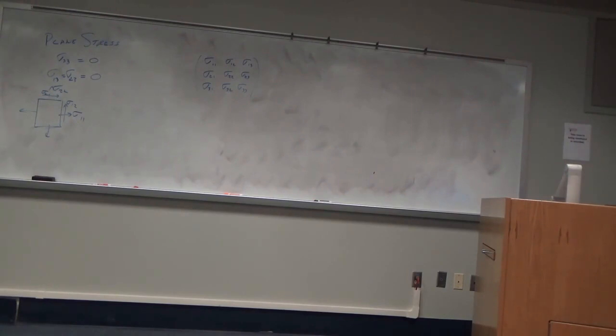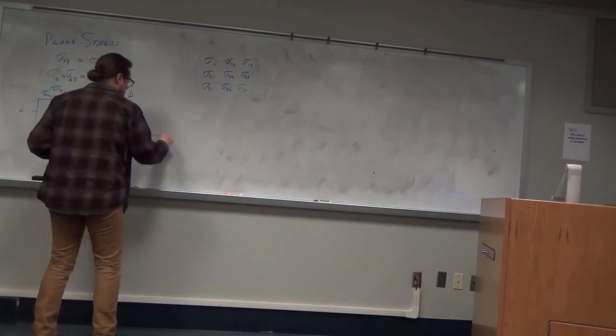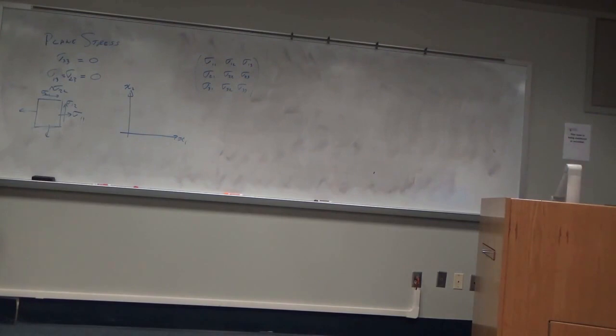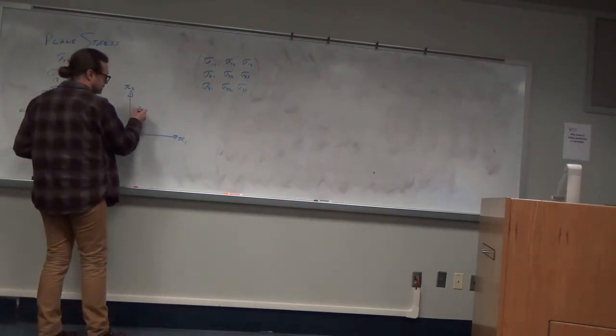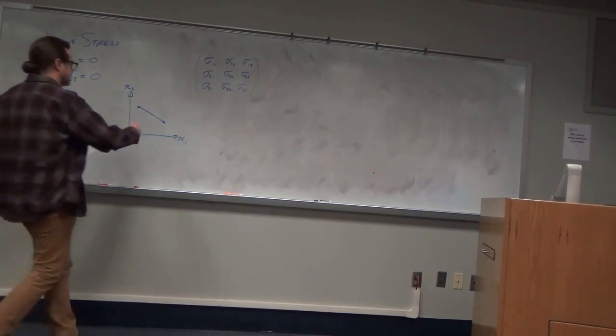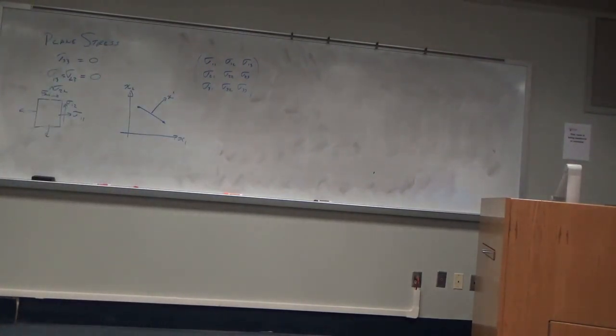Now, let's say that we have this stress state in an x1, x2, x3 coordinate system. Or let's call it x1 and x2. So you think of it as this is how we sliced our surface. But let's define a new surface centered around the point we're interested in, and define the new surface as having a normal in the x1 prime direction. So we're going to be doing a coordinate transformation from x1, x2 to x1 prime, x2 prime.